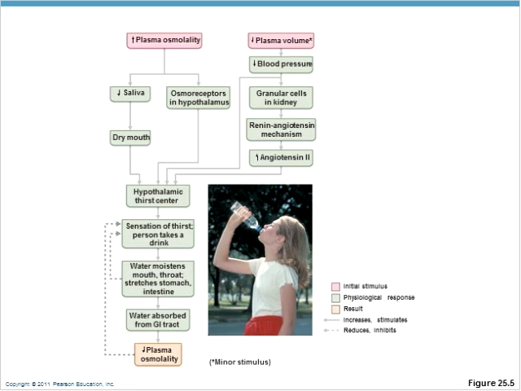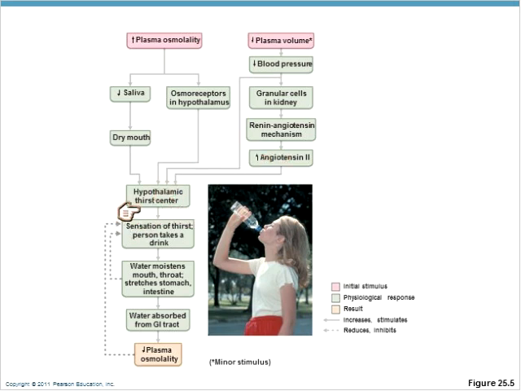You can see the plasma osmolality, there's saliva, and the osmolar receptors in the hypothalamus, and the dry mouth, they work on that hypothalamic thirst center, as do the plasma volume, decreased blood pressure, granular cells in the kidney, the renin-angiotensin mechanism, and of course the angiotensin II.